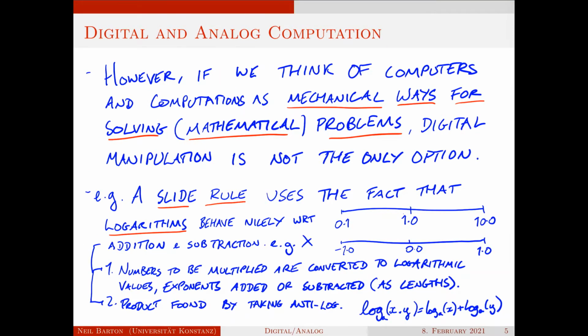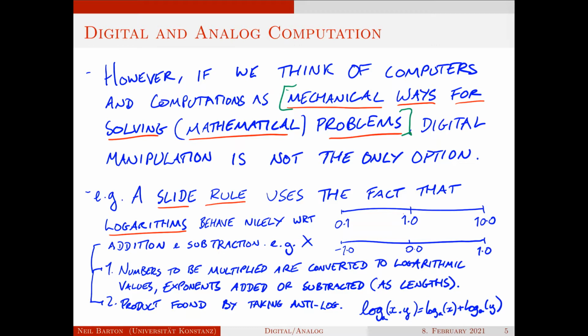Okay, so what's the idea of an analog computer or computation then? Well, if we're thinking of a computation as roughly some sort of mechanical way for solving particular mathematical problems, right? Digital manipulation is not the only option, so changing digits is not the only way to do that. A nice example here is the use of a slide rule. So you can look up various videos of slide rules working on YouTube. So I'll just describe the rough abstract idea here.